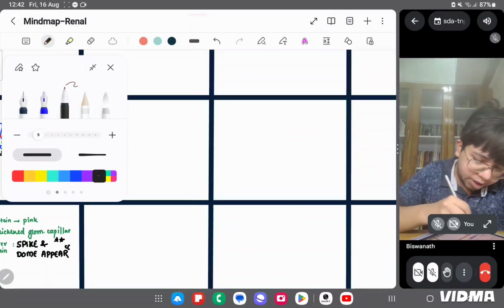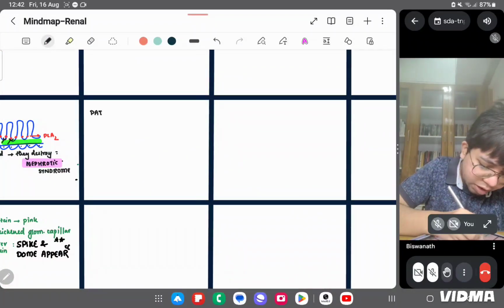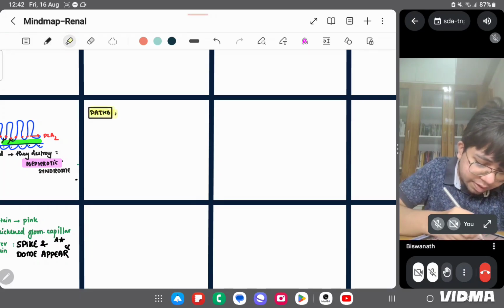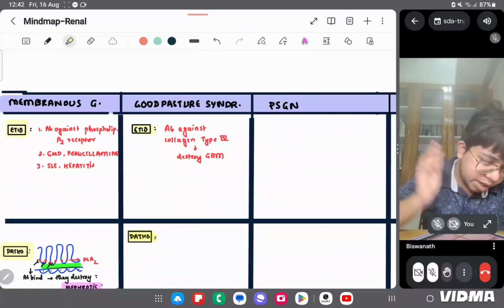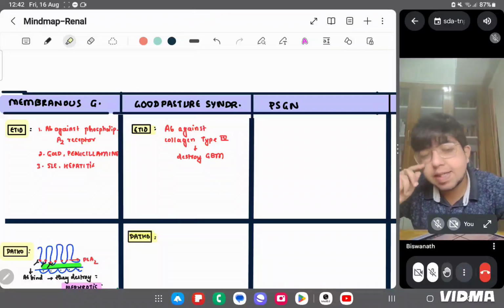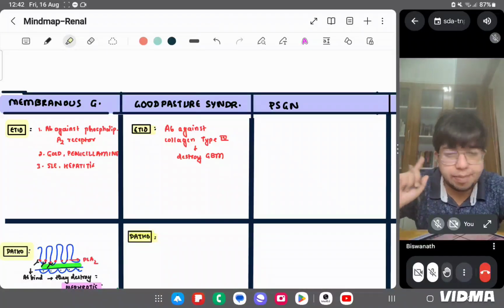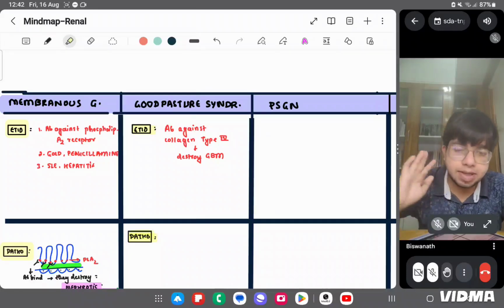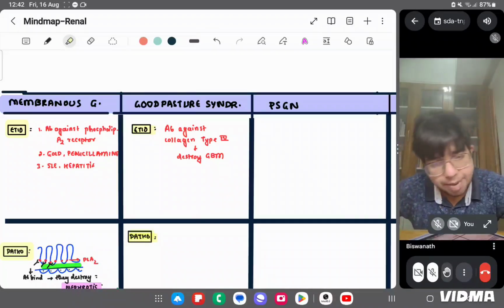Let's move to the pathogenesis of Goodpasture syndrome. Pathogenesis. So, what is the etiology? We'll revise with membranous glomerulonephritis: antibodies against the PLA2 receptors. Some drugs may be causing it, like gold and penicillamine, and some diseases may be causing it, like SLE and hepatitis. Right.